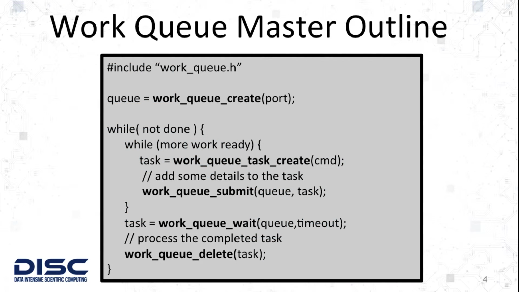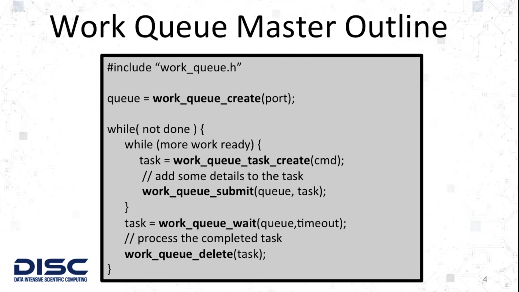Here's the outline of a typical WorkQ master application. We begin by including WorkQ.h to bring in all the necessary library definitions. Then we call WorkQ create to create a new instance of a queue listening on a particular port number. Now we create some tasks. For each task we call WorkQ task create and the command string that that task is going to run. And then we'll make a few extra calls to add some details to the task. When the task is fully specified, we submit it to the queue. Now that can repeat as many times as you have tasks.